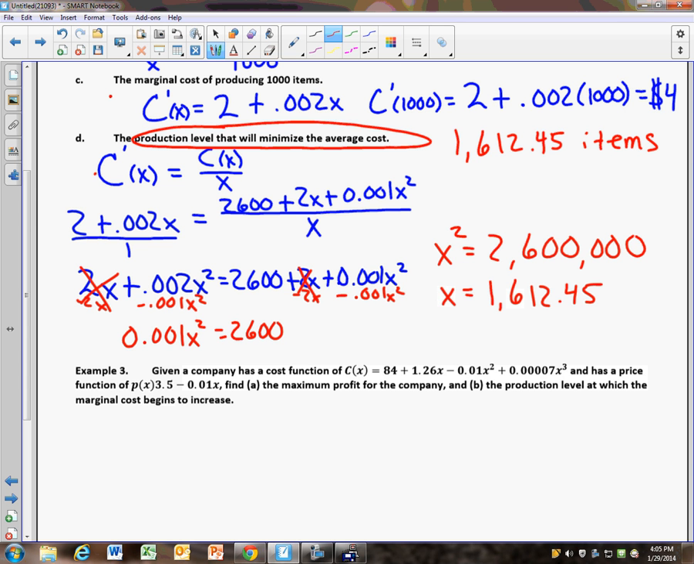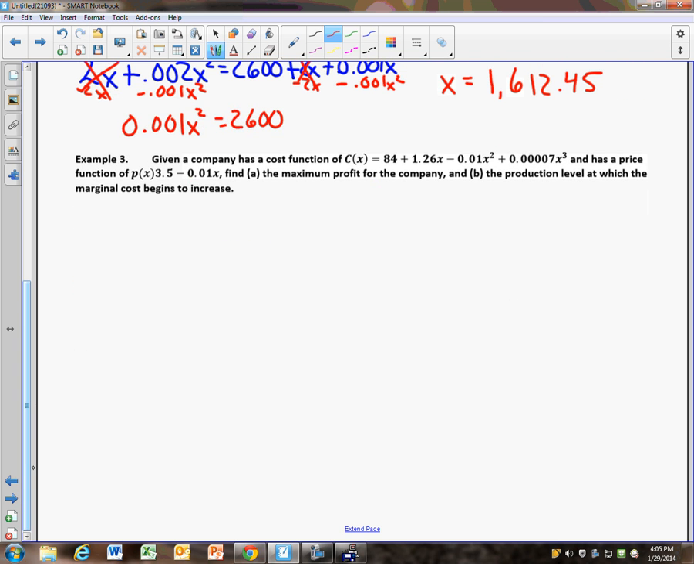Minimize the errors. Make your production most efficient.